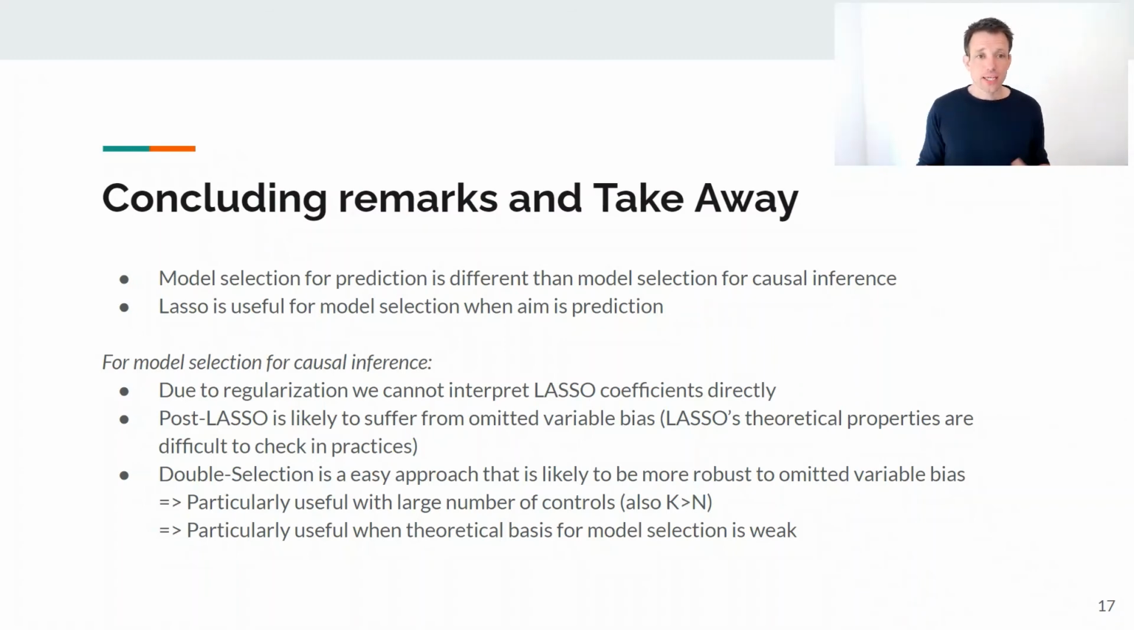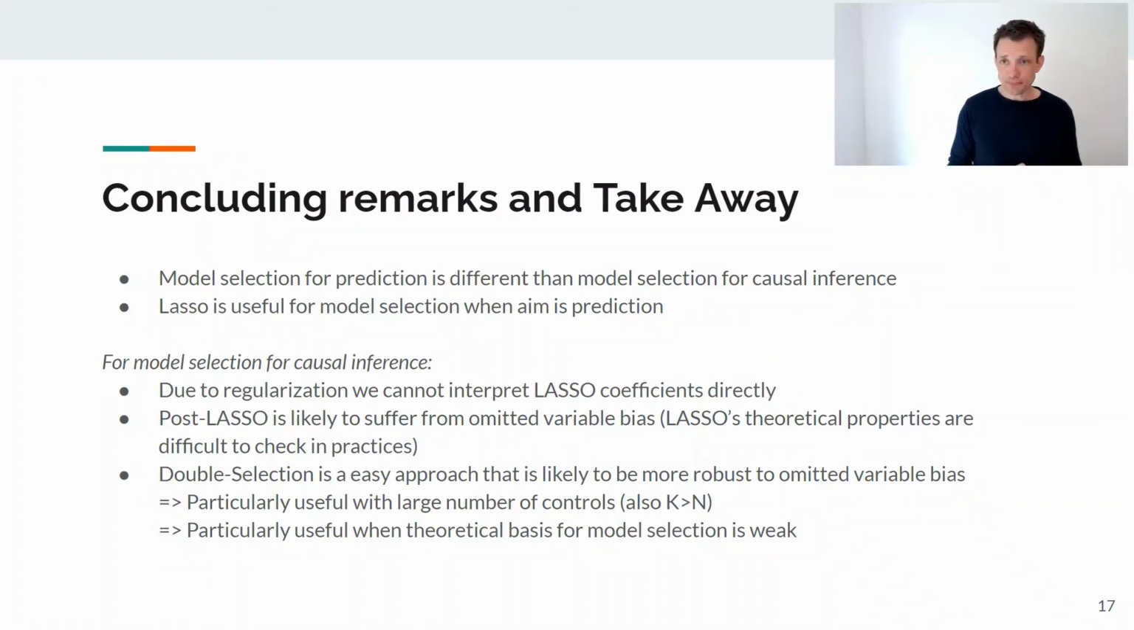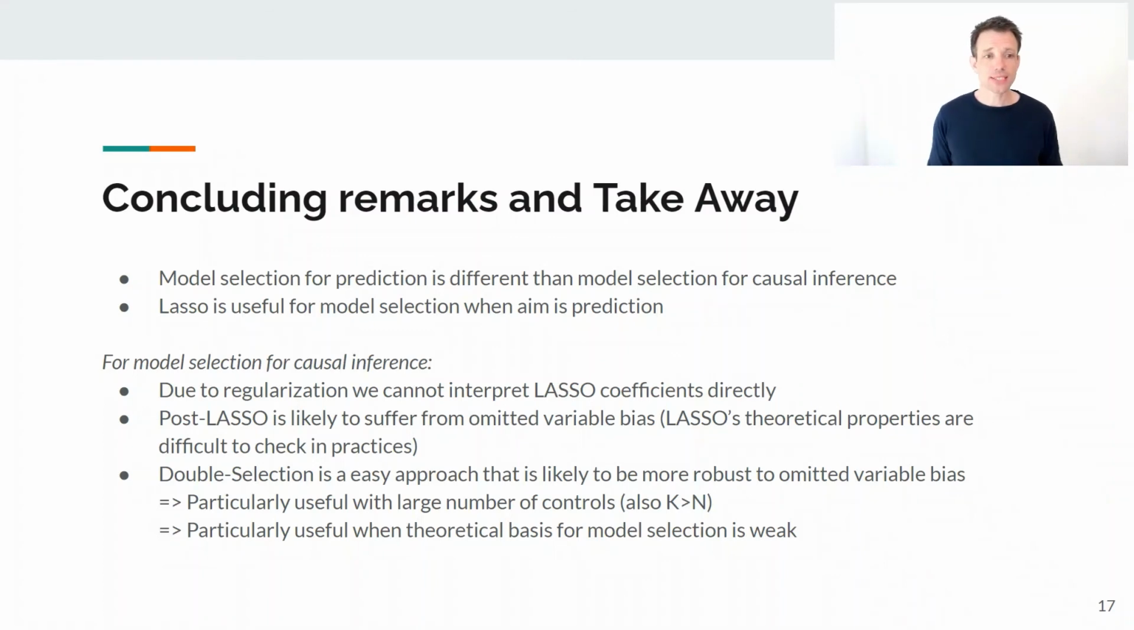Okay, finally, to conclude and to define some takeaway messages. As we have discussed, one important point is that model selection for prediction is very different from model selection for causal inference, and you should understand why that is the case. Lasso is very useful if you do model selection in a prediction context. If the aim is prediction, then Lasso is the perfect choice, and that is what Lasso was developed for.